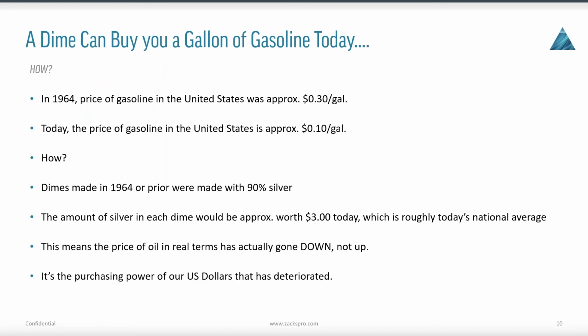The only thing that has changed is the purchasing power of the dollars that we're using to measure the price of gas. Gas used to cost 30 cents a gallon. Now it costs over $3 a gallon. So we think that the price of gas has multiplied 10x or even 11x over that time. But in reality, it's the purchasing power of the dollar that has deteriorated pretty dramatically. If you were on a silver standard, meaning if you converted all of your wages to silver, then you would actually be paying a lower price for gasoline today versus 1964.